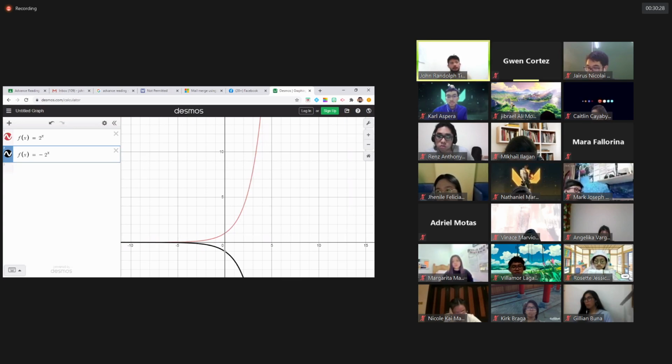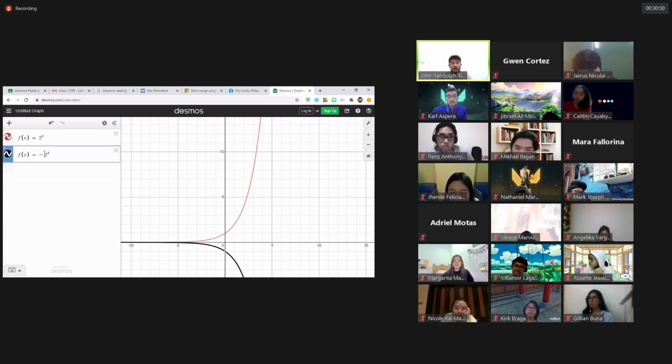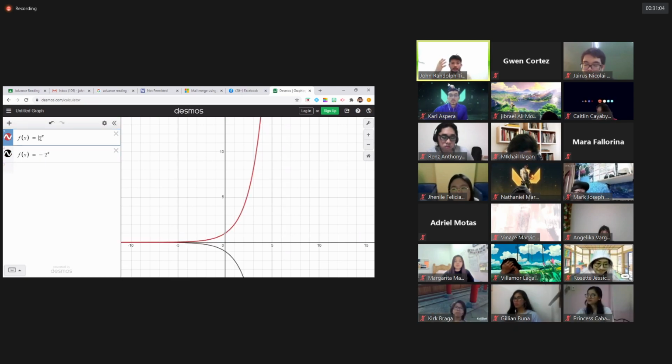No problem, Gwen. So, guys, what can you say about the relationship between these two graphs? F of x equals 2 to the power of x, and then f of x equals negative 2 to the power of x. Okay, mirror, or we use the term reflection. It reflects with the x-axis. Kapag yung negative, guys, nasa base, reflection siya sa x-axis. Again, natatandaan natin kapag yung base ang ginawa natin, binago natin yung sign, magiging reflection siya across the x-axis.